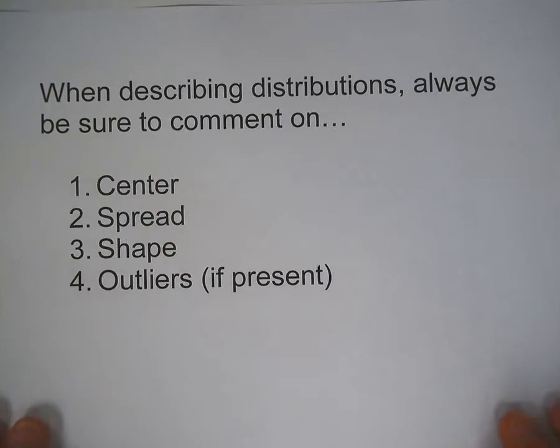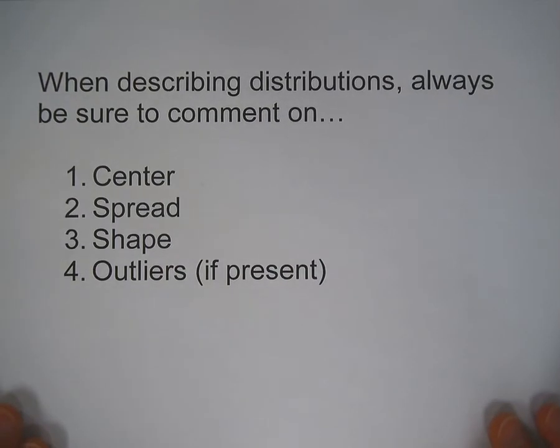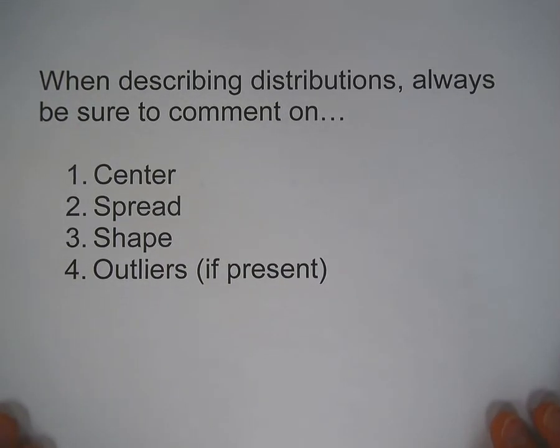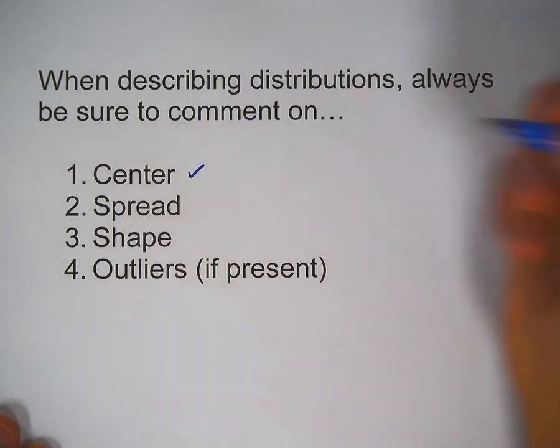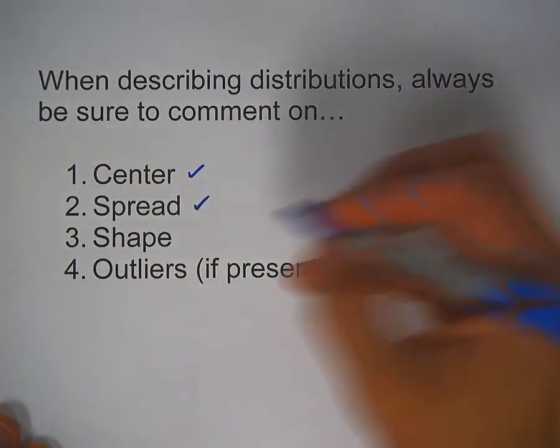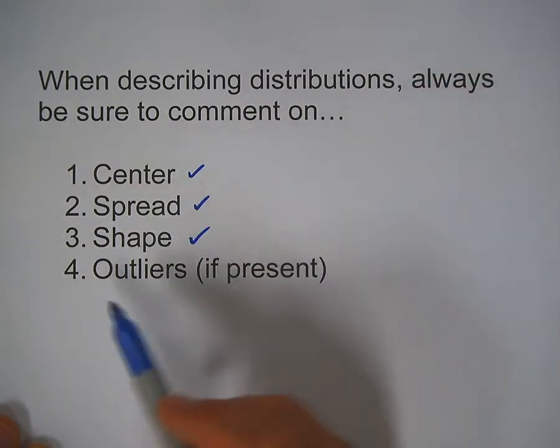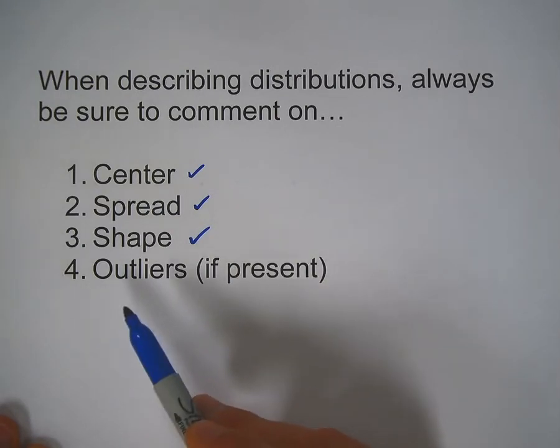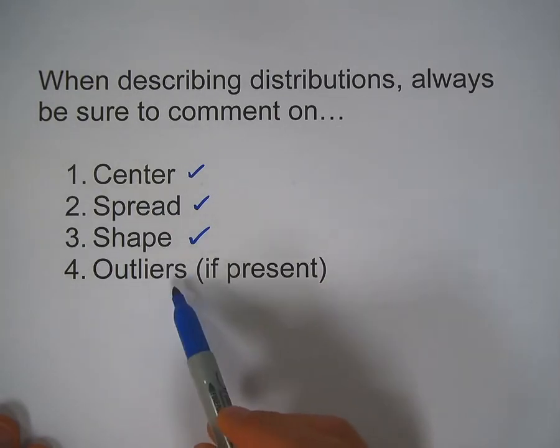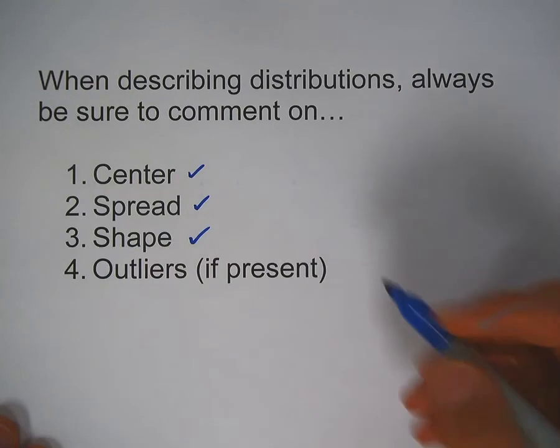To summarize, when describing distributions, always be sure to comment on the center, the spread, the shape, and then the fourth one, any unusual features. A lot of times you want to comment on outliers, whether or not outliers are present.